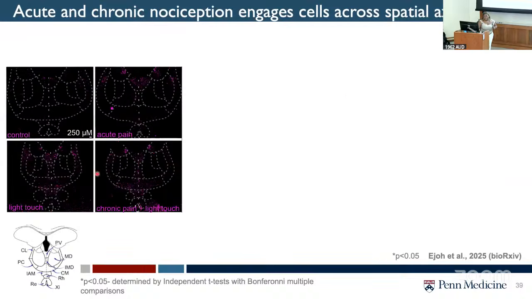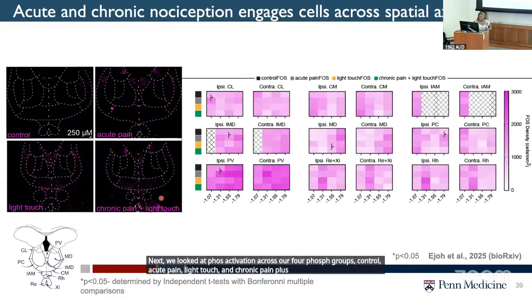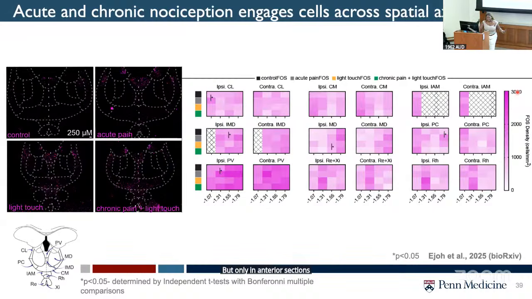Next, we looked at FOS activation across our 4 FOS groups: control, acute pain, light touch, and chronic pain plus light touch, and found that some nuclei, like the ipsilateral CL and ipsilateral PV, have increased activity to acute pain stim, but only in anterior sections of the nuclei, while ipsilateral IMD and MD and PC activate from acute or allodynic stimuli, but only in posterior slices.